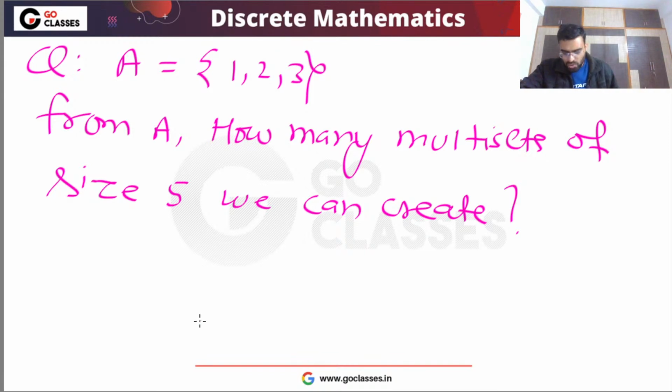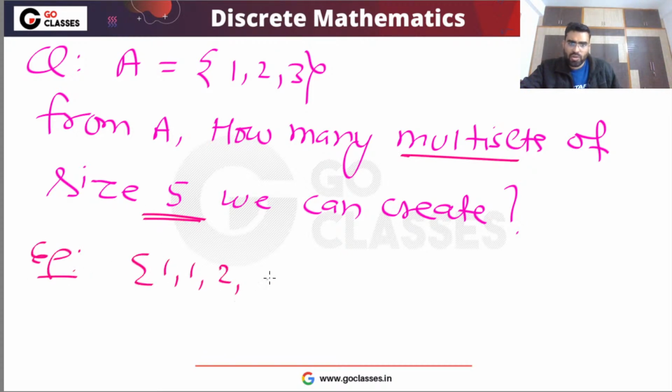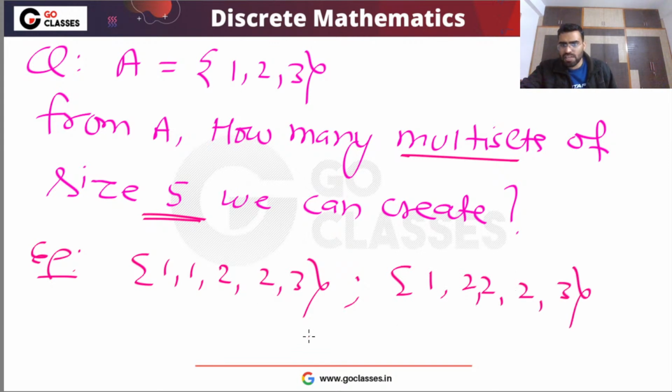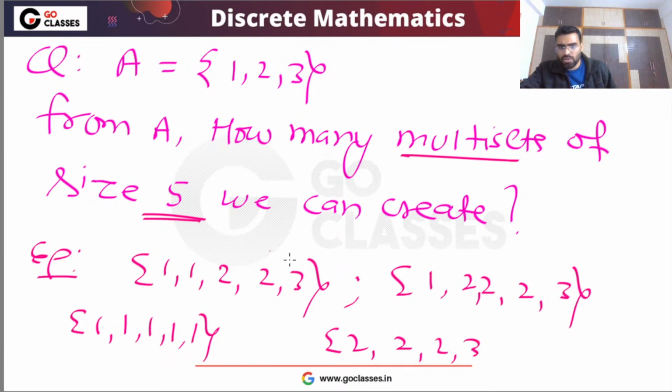First of all, just focus on what this is asking. You have a set A, and the question is saying from A how many multisets of size 5 you can create. For example, 1 comma 1 comma 2 comma 2 comma 3 is a multiset of size 5. 1 comma 2 comma 2 comma 2 comma 3 is a multiset of size 5. 1 comma 1 comma 1 comma 1 comma 1 is a multiset of size 5. 2 comma 2 comma 2 comma 2 comma 3 is a multiset of size 5.